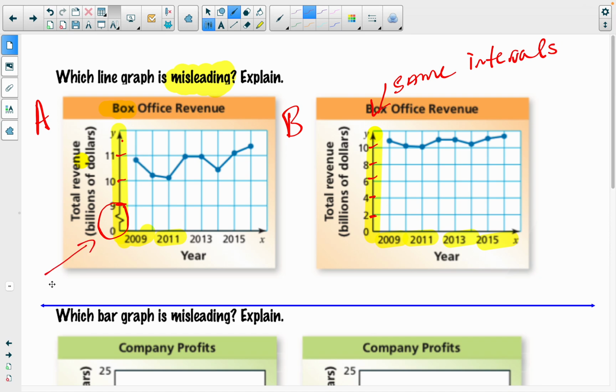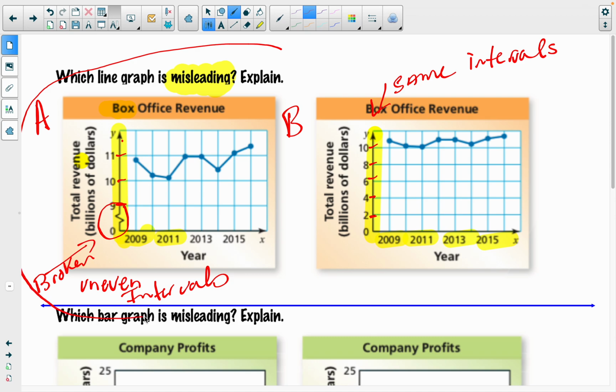But here we have a broken axes, and therefore the intervals are uneven. So this graph A is the one that's misleading. But the box office might want to use graph A because it makes it look like the revenue went down for a bit, but then it went right back up. And it makes it look more dramatic, as opposed to this, where the revenue's not changing all that much over a period of time.